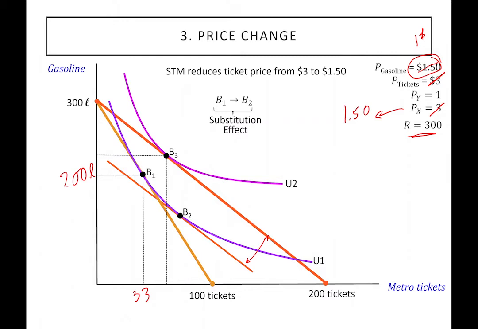Tickets are cheaper. But then as a result of this drop in the price, it's like giving the person extra money. It's like a raise in their income. And so as a result, we move from B2 to B3. As the income rises, gasoline or kerosene, if you will, is a superior good. Metro tickets are an inferior good. So while we've lowered the price of tickets, the person feels wealthier, so they start buying more gasoline than tickets. The income effect is the change from B2 to B3.